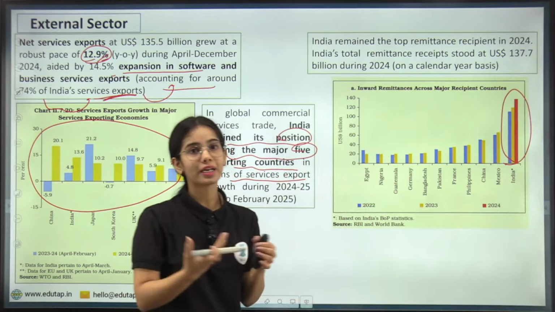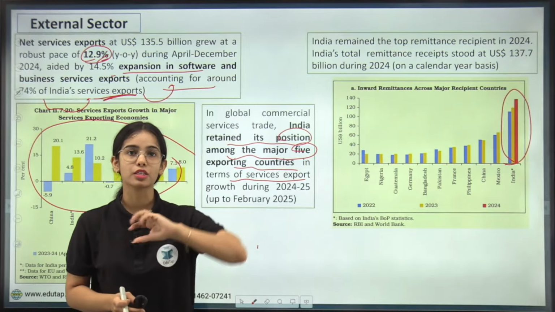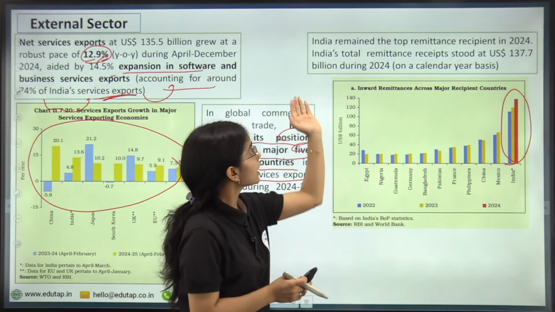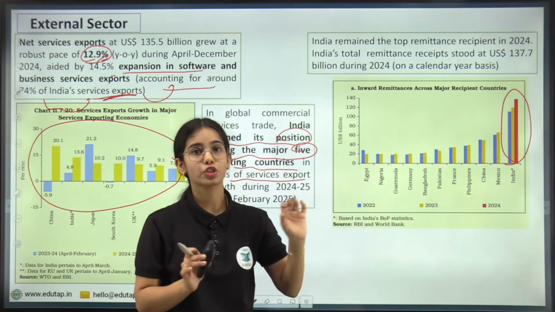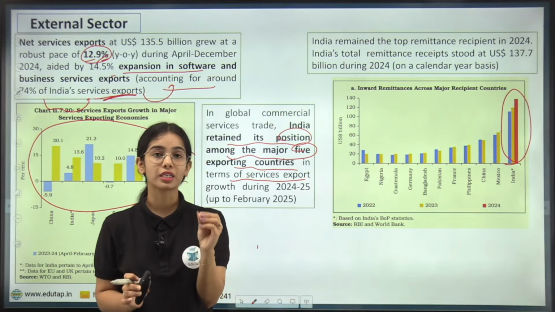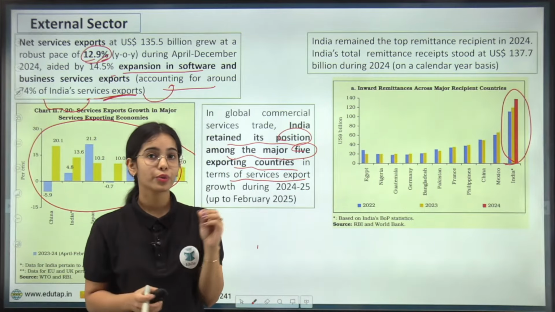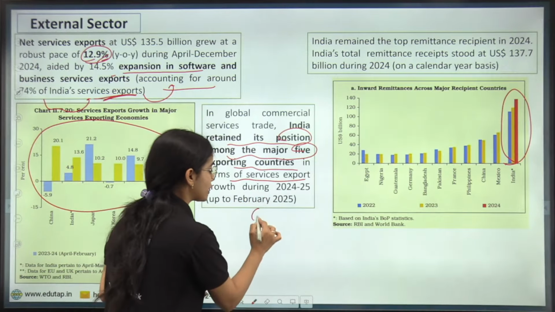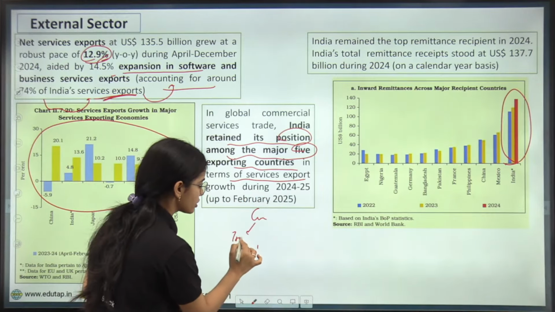So it is our country that receives the highest remittances from other countries. Here you can see that India's total remittance receipts stood at $137.7 billion during 2024. So strong services.